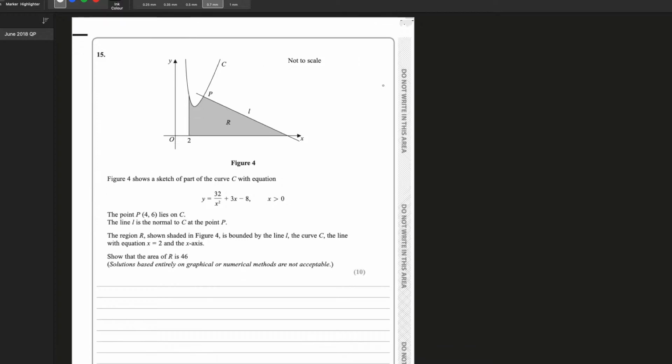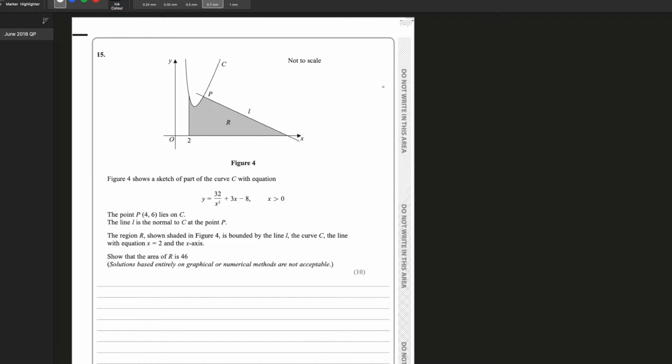All right. So we have this question here that we have to look at. The first one says the figure shows a sketch of a part of the curve C with equation y equals 32 over x squared plus 3x minus 8, x greater than 0. That means the values of x as it ranges are all positive.